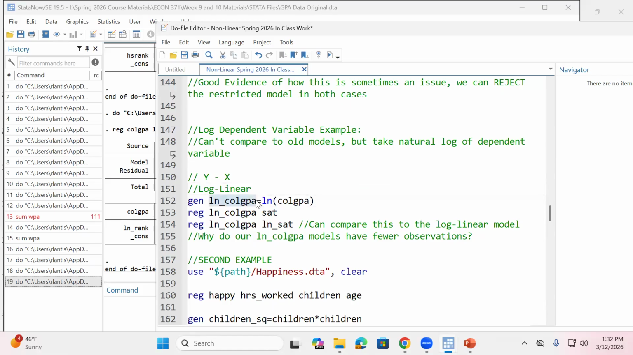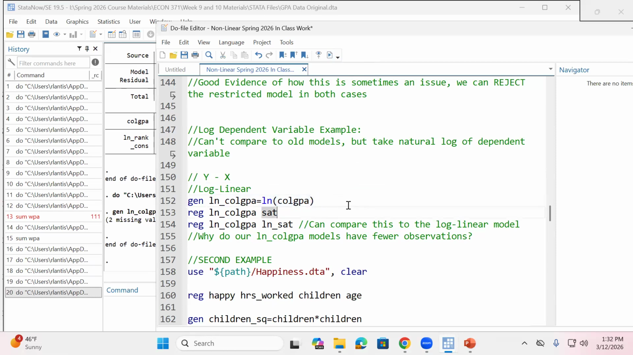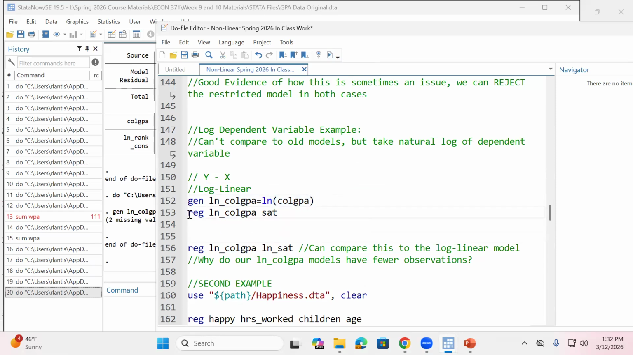So here I'm going to create that natural log of GPA, right? What I'm then going to do is run a regression where I'm looking at the college GPA as my y variable and the SAT scores as x. So I have a log linear relationship.